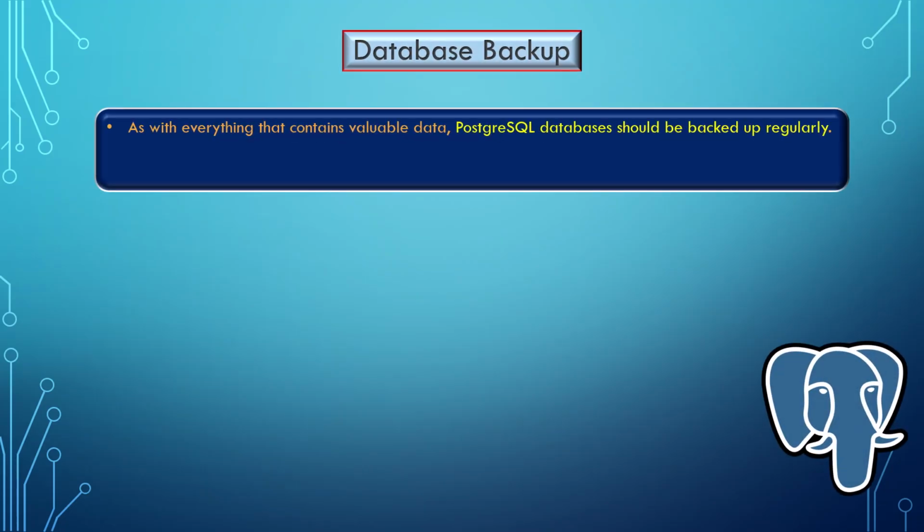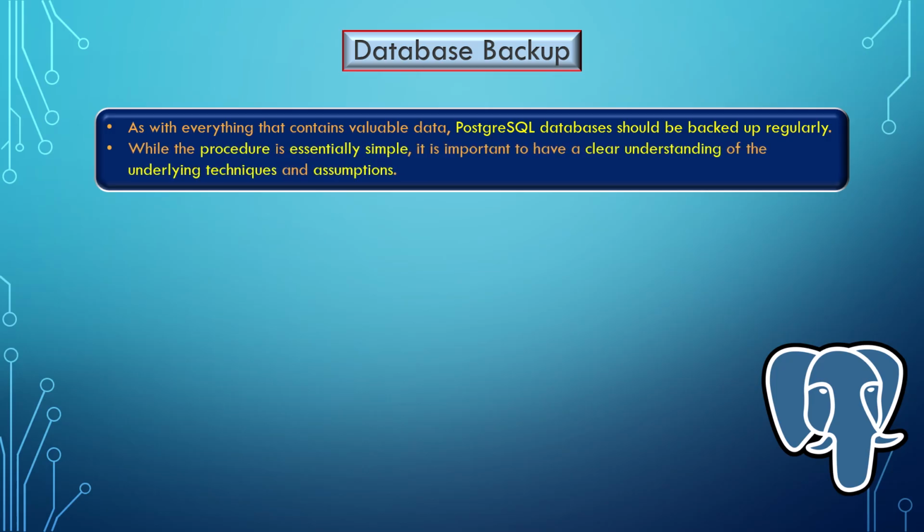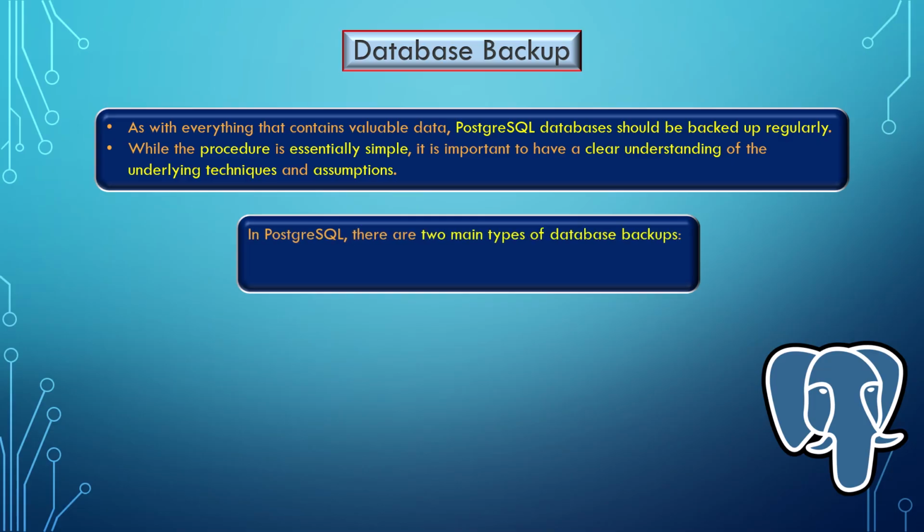As with everything that contains valuable data, PostgreSQL databases should be backed up regularly. While the procedure is essentially simple, it is important to have a clear understanding of the underlying techniques and assumptions. In PostgreSQL, there are two main types of database backups: logical backups and physical backups.